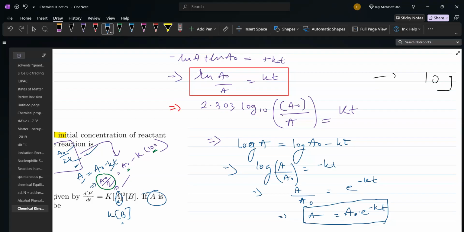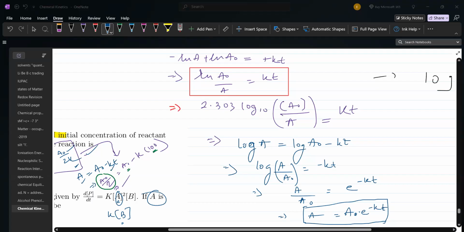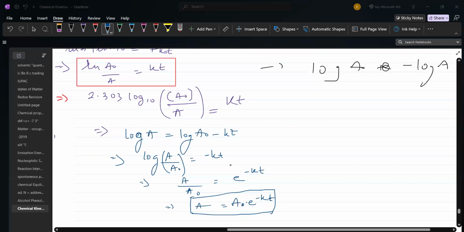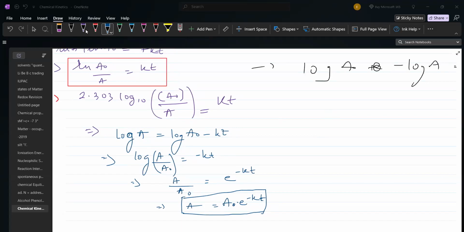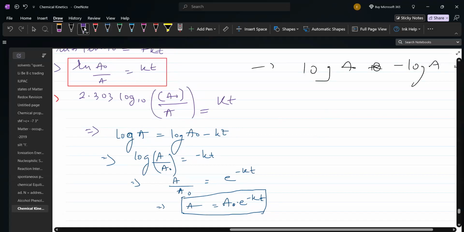Are you okay with this formula? Have you understood? You don't need to remember the formula, but you have to understand the graph. Why are we deriving one more formula? Because we have to draw a graph between A versus time. Why are we drawing this?